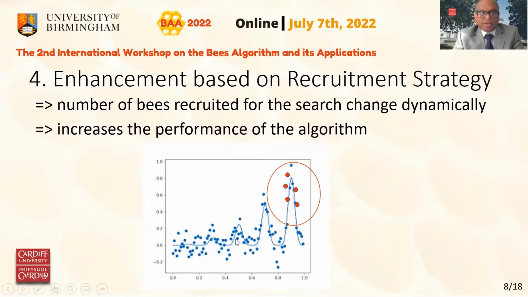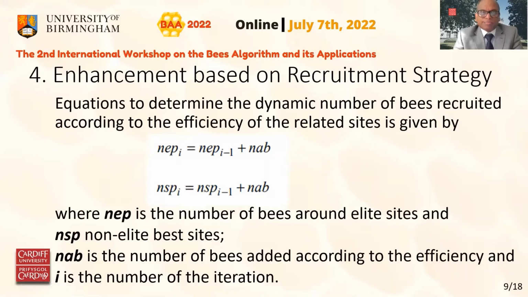So this diagram here shows what I mean by recruiting more bees. This peak here is more promising because if you're looking for the maximum, that's where the maximum is likely to be. Here we have lots of bees going in the other areas, but actually we want to recruit more bees in this most promising area. So the number of bees recruited for the search should change dynamically, it shouldn't be fixed. And this will inevitably increase the performance of the algorithm.